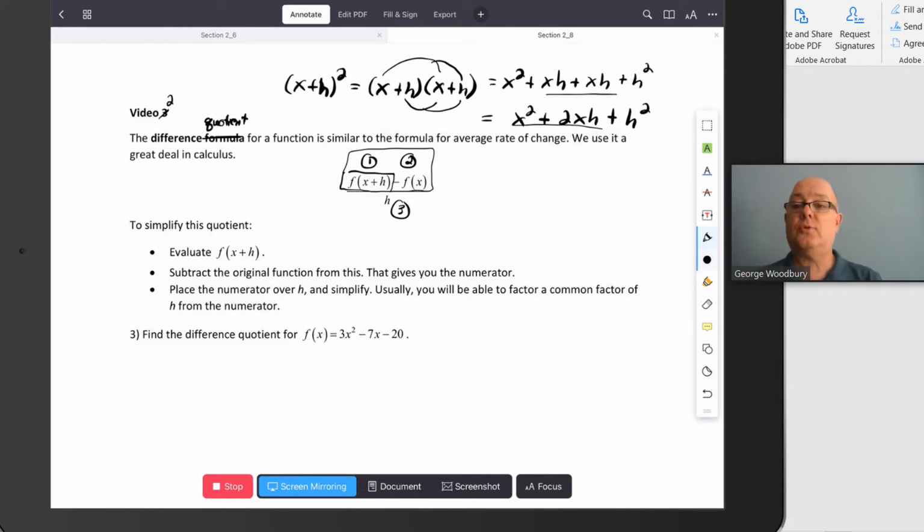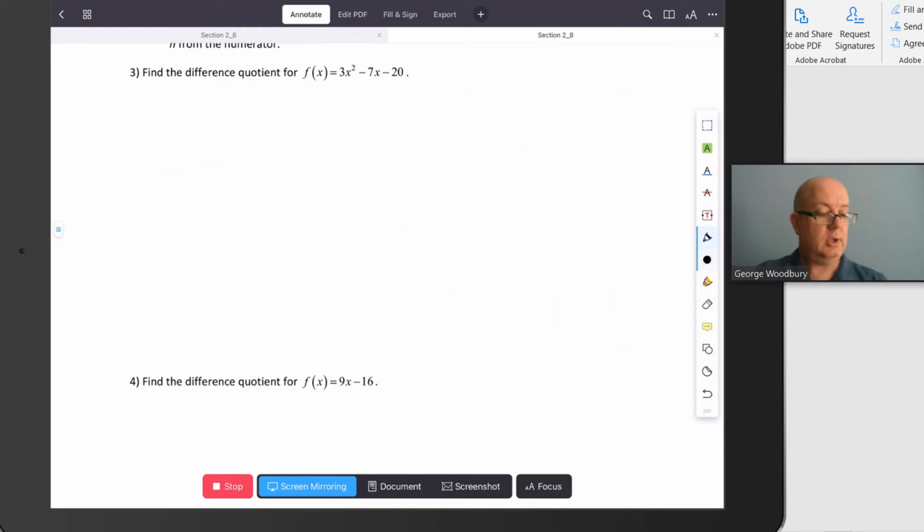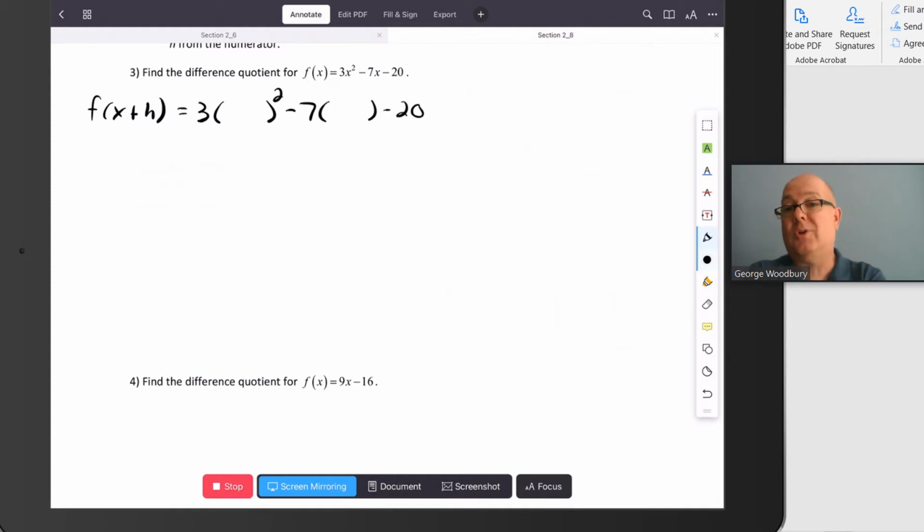All right, let's try the first one. Find the difference quotient for the function f of x equals 3x squared minus 7x minus 20. So again, the first thing I want you to do is find f of x plus h. So I'm going to write the function the way it was, and I'm putting a set of parentheses every place x was. Then I'm going to put x plus h into each set of parentheses that I have. Earlier, I just showed you that x plus h squared can be rewritten as x squared plus 2xh plus h squared.